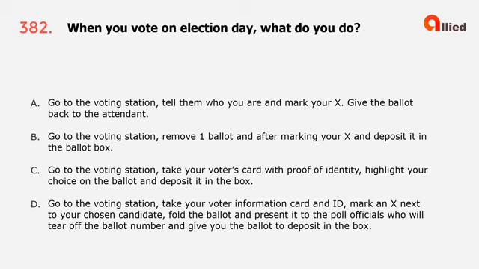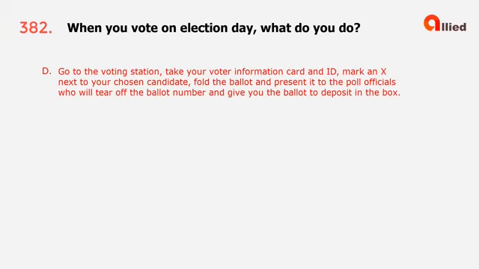Question 382. When you vote on election day, what do you do? A. Go to the voting station, tell them who you are and mark your X, give the ballot back to the attendant. B. Go to the voting station, remove one ballot, and after marking your X, deposit it in the ballot box. C. Go to the voting station, take your voter's card with proof of identity, highlight your choice on the ballot and deposit it in the box. D. Go to the voting station, take your voter information card and ID, mark an X next to your chosen candidate, fold the ballot and present it to the poll officials, who will tear off the ballot number and give you the ballot to deposit in the box.